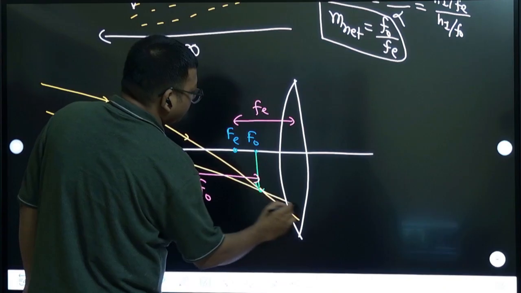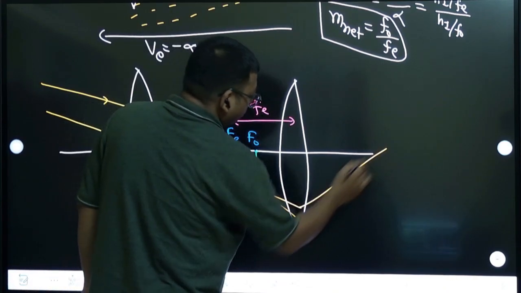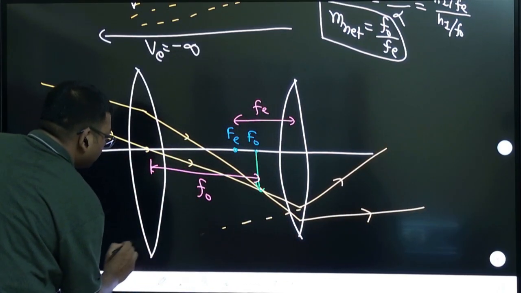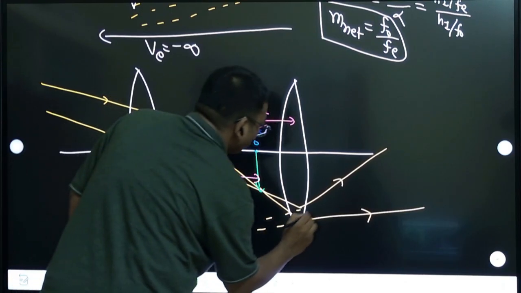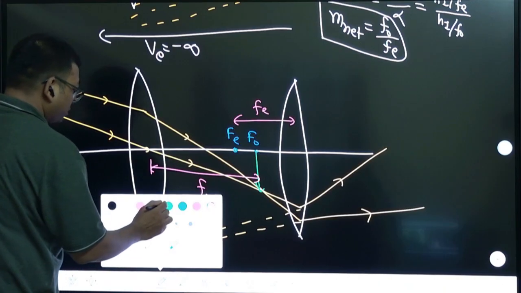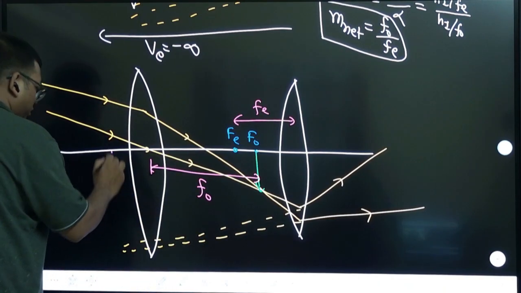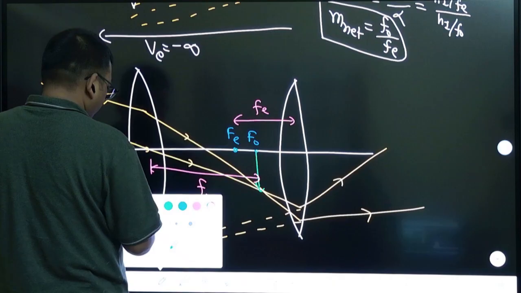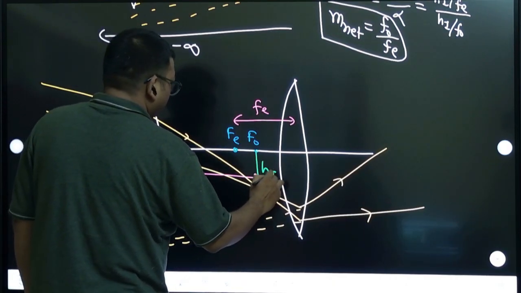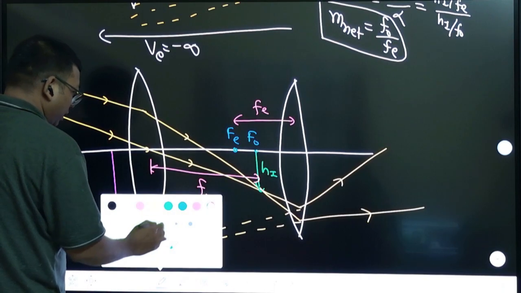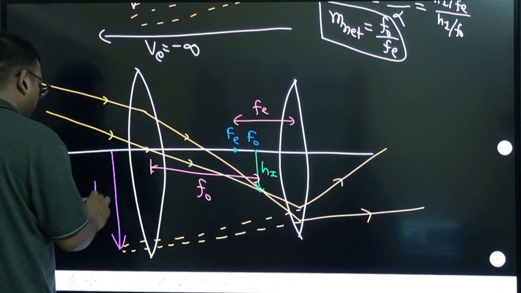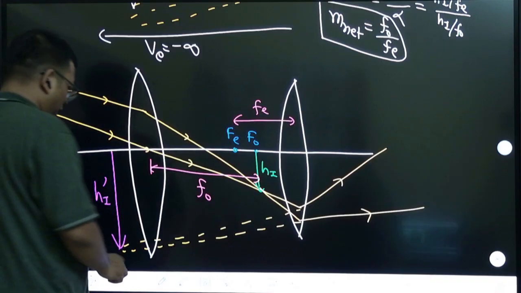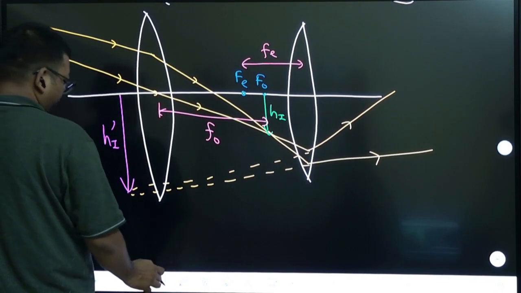Now because this image is lying inside the focus, what will happen is these two rays you take and then you show it diverging, right? So when it will be meeting here somewhere, rough diagram again. So this image that we are going to take, this image is hi and this image is hi dash, hi dash.